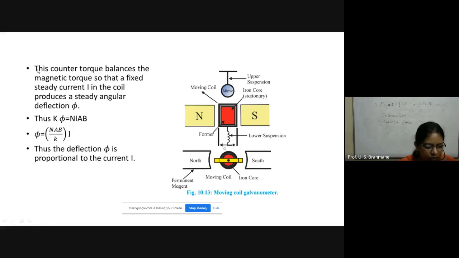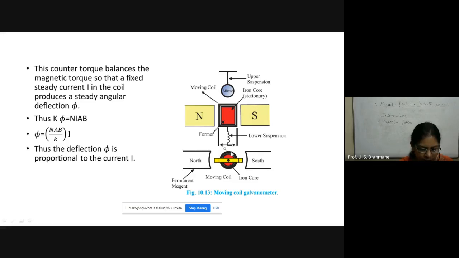So this counter torque balances the magnetic torque, so that a fixed steady current I in the coil produces a steady angular deflection phi. See here, this is the deflecting torque, and this balances it, or you can say it is the restoring torque. So when you balance the torque, K phi, that is the deflection which we get.